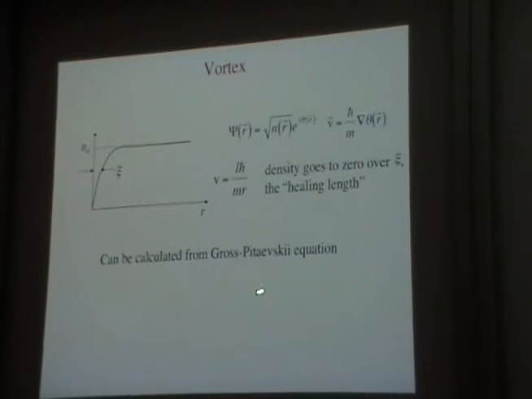Gross and Pitaevskii were the first to, I think, calculate what the shape of the vortex would look like when they put forth the Gross-Pitaevskii equation. The vortex basically behaves as 1 over the distance from the core of the vortex. If you solve the Gross-Pitaevskii equation, you'll find that the characteristic size of the core in the vortex is given by the healing length. In other words, how quickly you can bend the wave function, and in this case take it to 0, will be determined by the healing length.